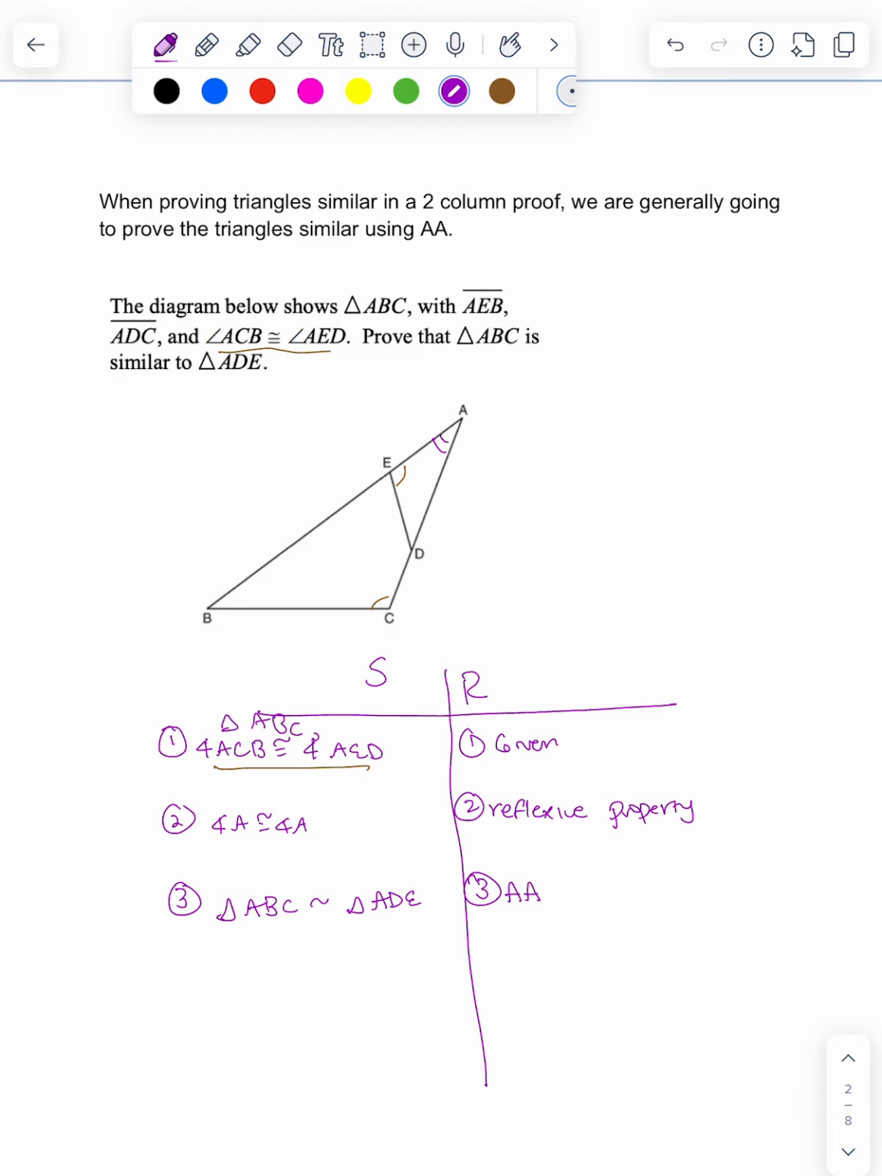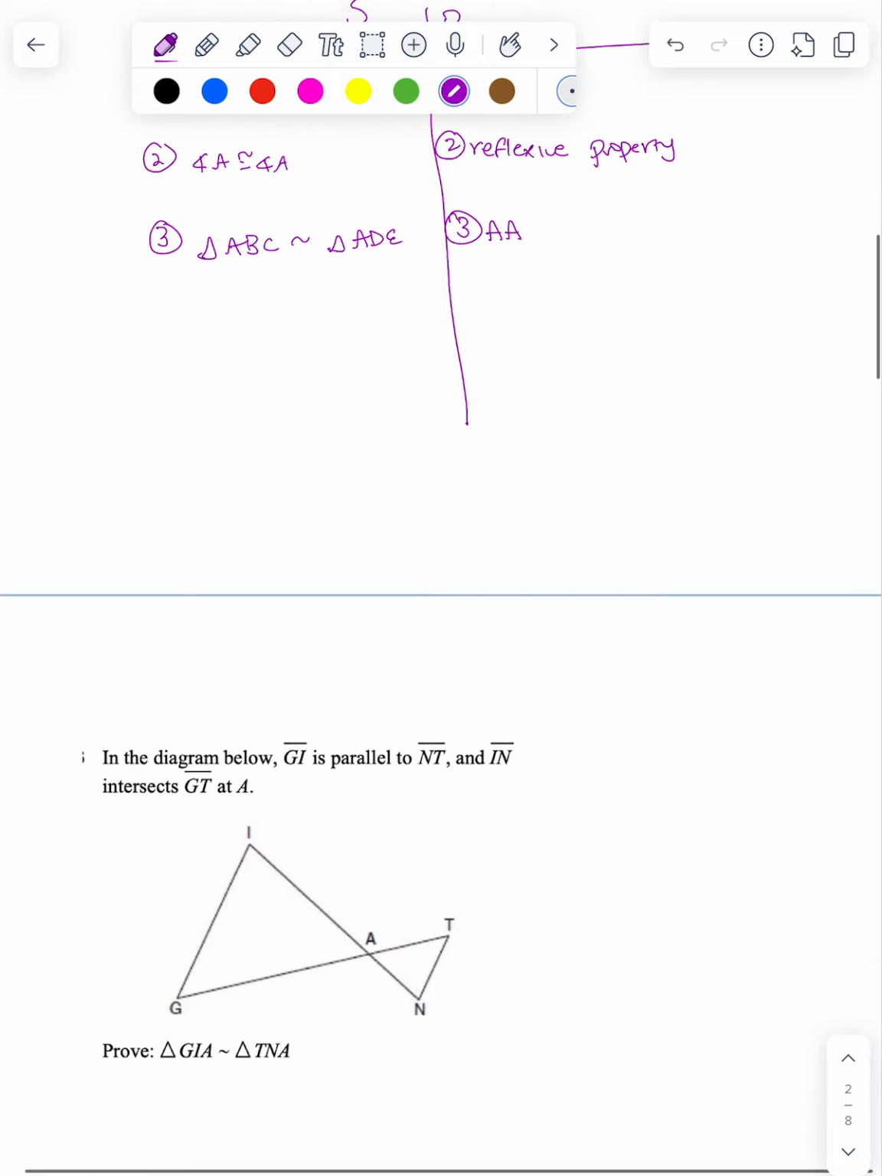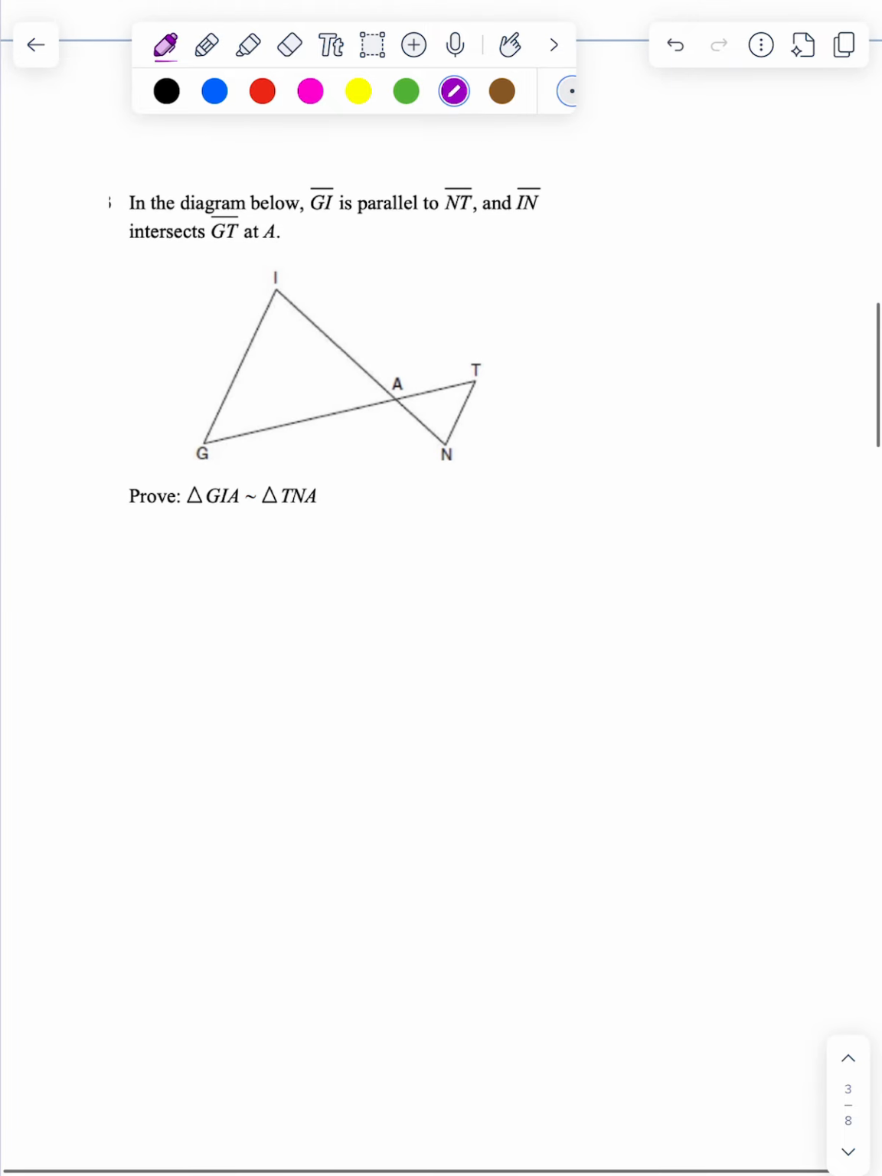So that was a simple proof that was to get us started. And we're going to increasingly get more difficult as we go along. Here, our goal is once again to prove the triangles similar. And quickly glancing at the question, we don't have numbers, so AA is going to be the way to go. We're told that GI is parallel to NT.